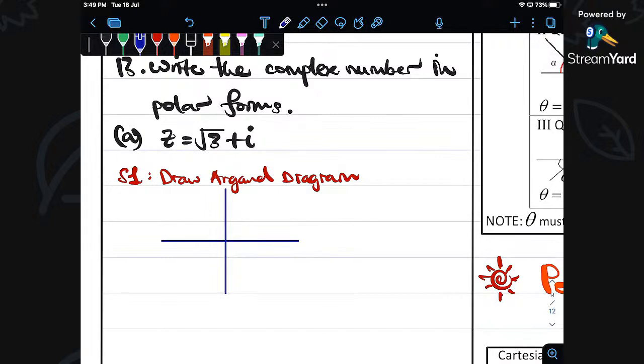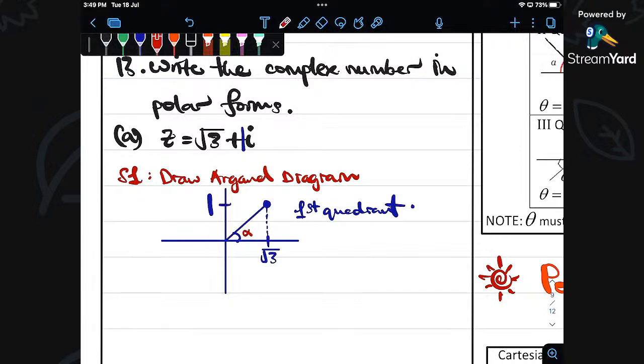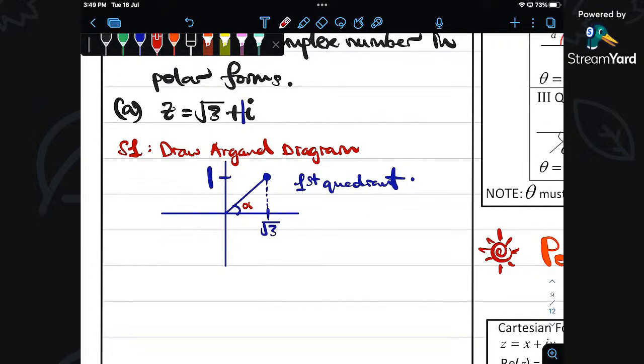So you determine where is the real part, which is here, square root 3, and here is 1. Okay, ni nilai 1 ni. So therefore, this is your Argand diagram, di mana dia berada di first quadrant. So make sure you draw, ya, step by step. You kena belajar ni. So we know that this is alpha. Okay, alpha. This is at the first quadrant.